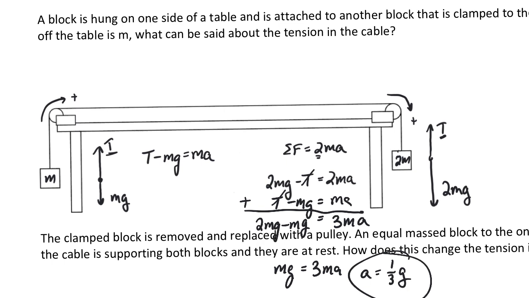You do need to say, the reason why the m's are all canceling out is because I made the one mass twice as big as the other mass.